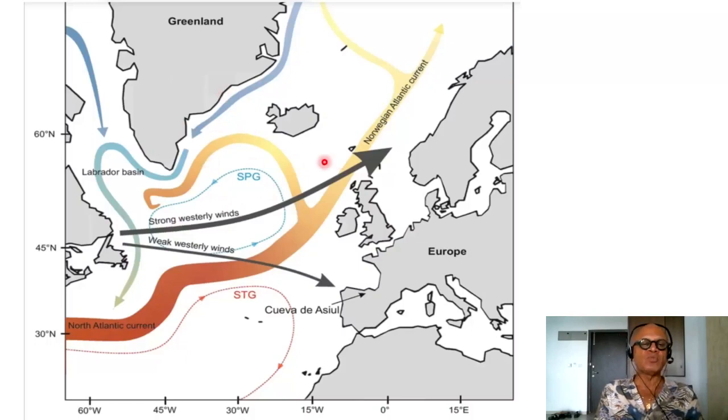The North Atlantic deep water forms here in the Greenland, Iceland, Norwegian seas, or GIN seas, and the Labrador Basin. There are other currents like the East Greenland current and so on here. This is the subpolar gyre and the subtropical gyre. So these are strong westerly winds in certain phases of the North Atlantic oscillation, which is the oscillation between the Icelandic low and the Azores high.